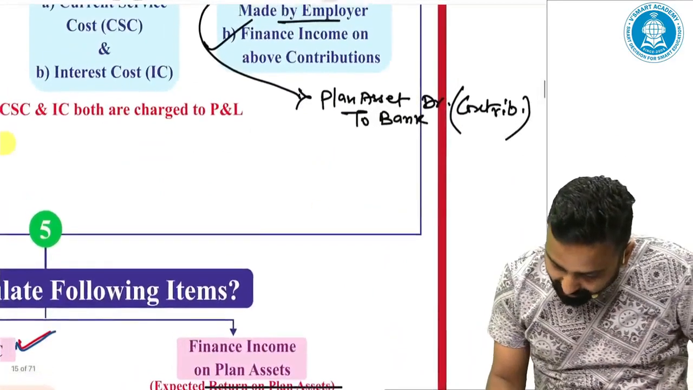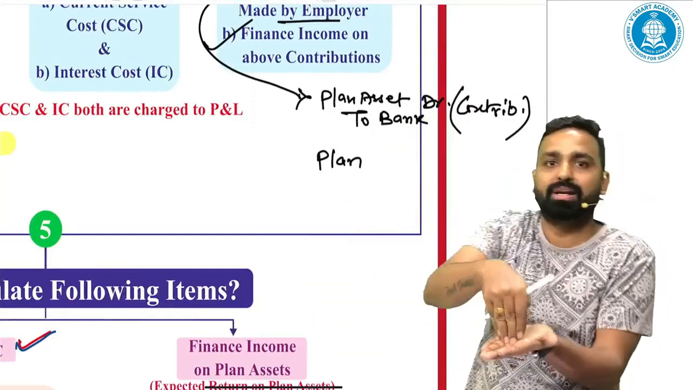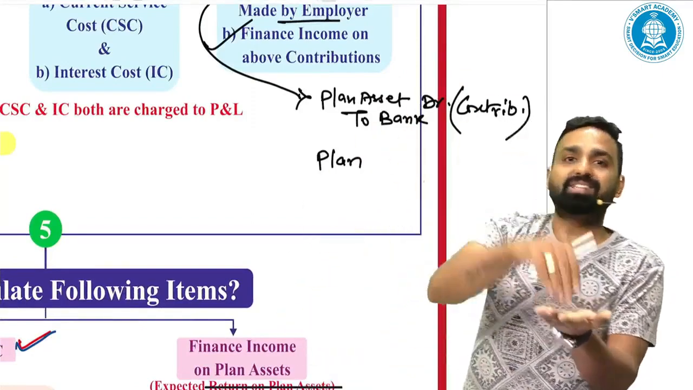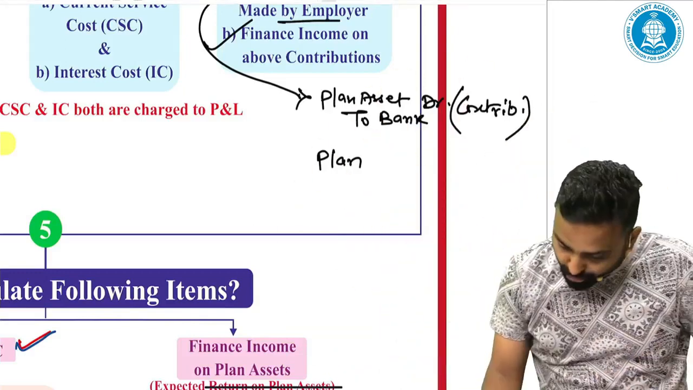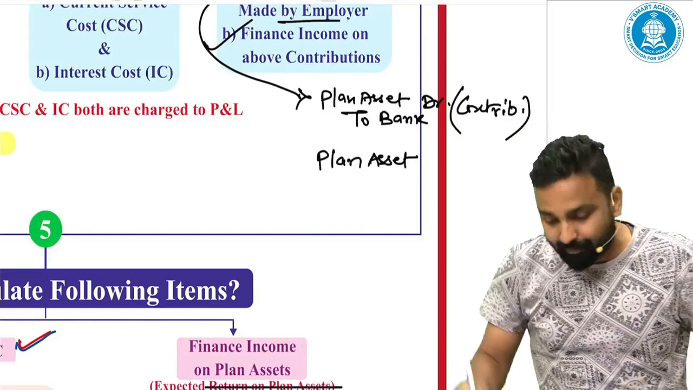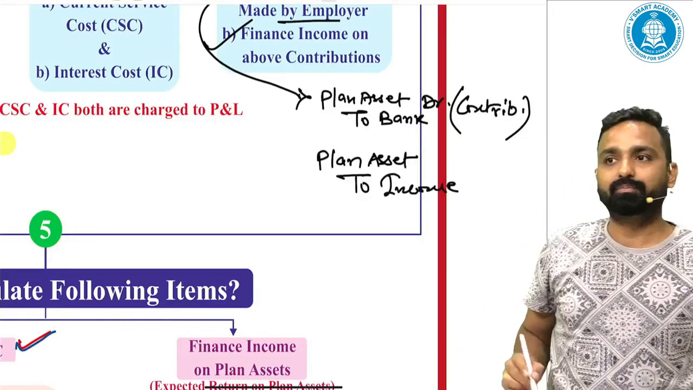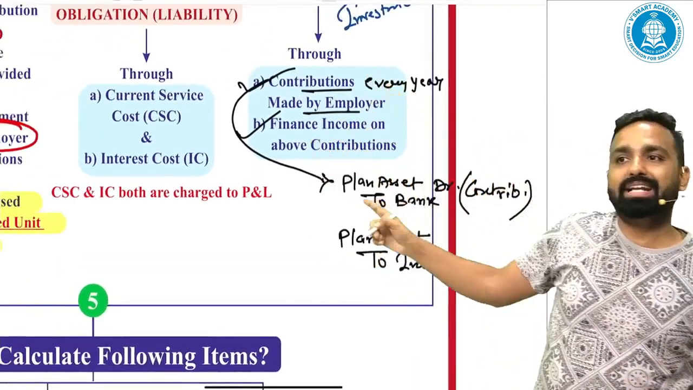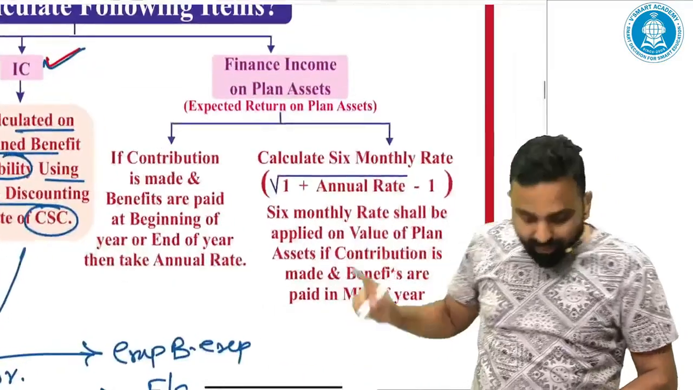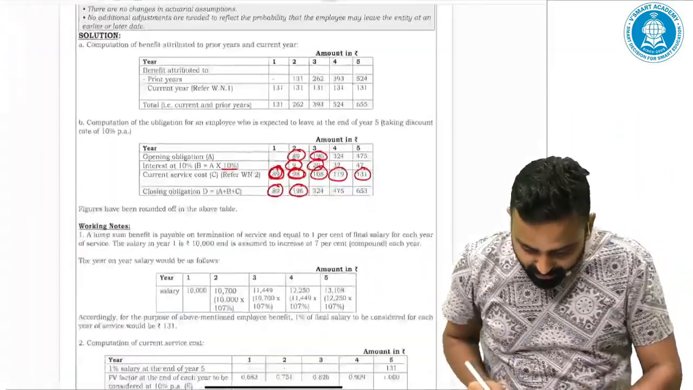So how to book the income? For booking the income, again the income will be accumulated in the same investment. It is to be reinvested. We are assuming that the income will be reinvested in the same plan asset. So by recording the income, the plan asset would be increased, and it will be treated as income. Understood or not? So you have to understand that we have to calculate the finance income also. But now how to calculate the finance income? We have this thing, and for this I have some questions also.